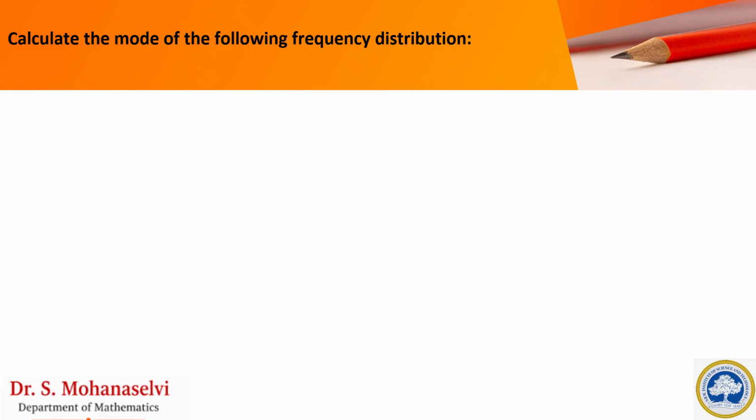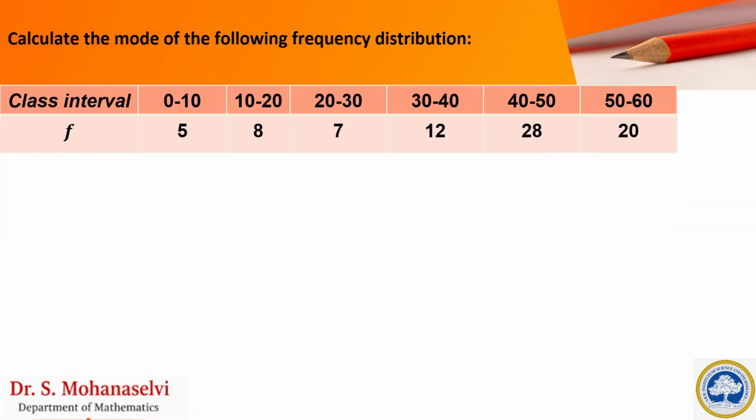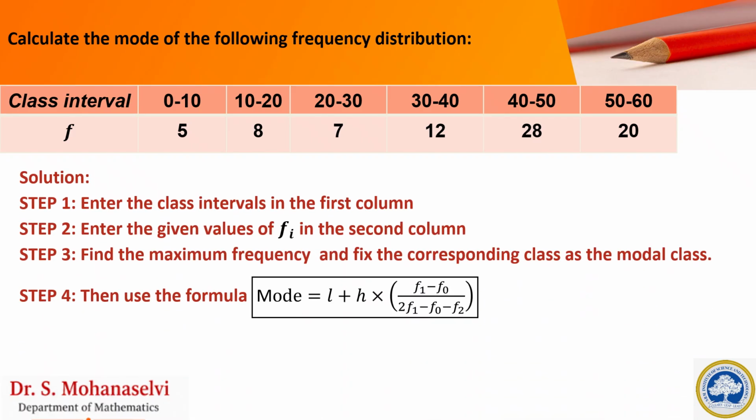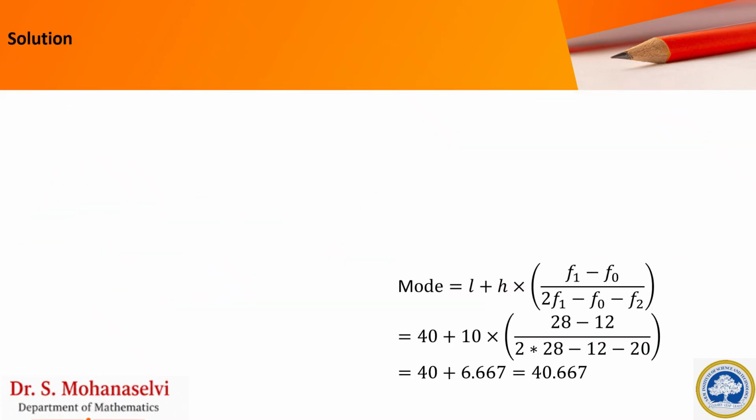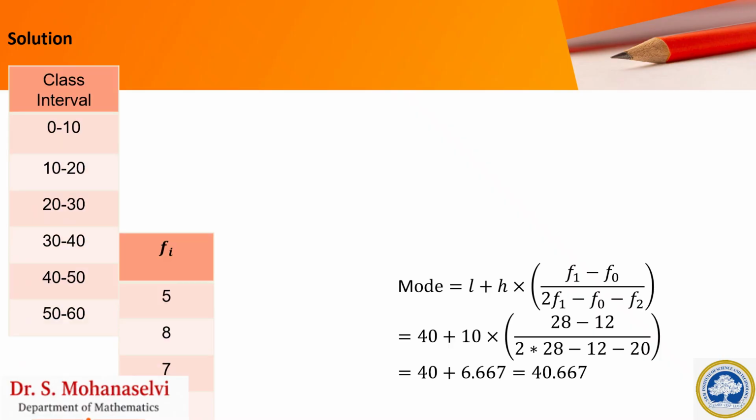Now let us calculate the mode for the following frequency distribution. So this is a continuous frequency distribution type. Here we will enter the class intervals in the first column, then we enter the frequencies in the second column. Here the maximum frequency is 28, and hence the corresponding modal class will be 40 to 50. Based on the modal class, let us find F0, F1, F2, H and L. We substitute these values in the mode formula and we get the solution.